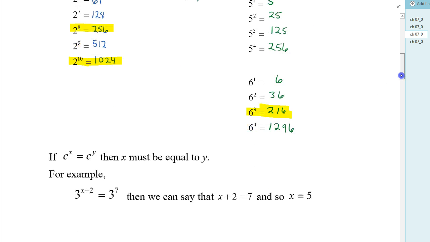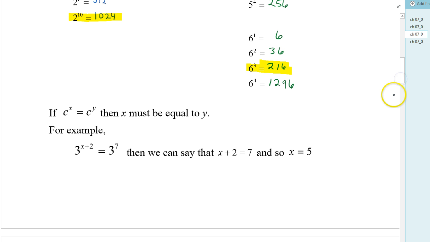At the bottom of the page it says, if c to the power of x is equal to c to the power of y, then x must be equal to y. So this is the basis of the remaining exercises here. Here's an example: 3 to the power of x plus 2 is equal to 3 to the power of 7, so therefore x plus 2 is going to be equal to 7.